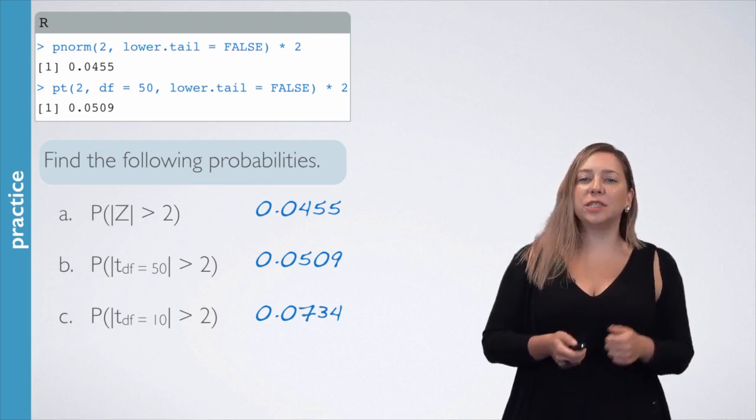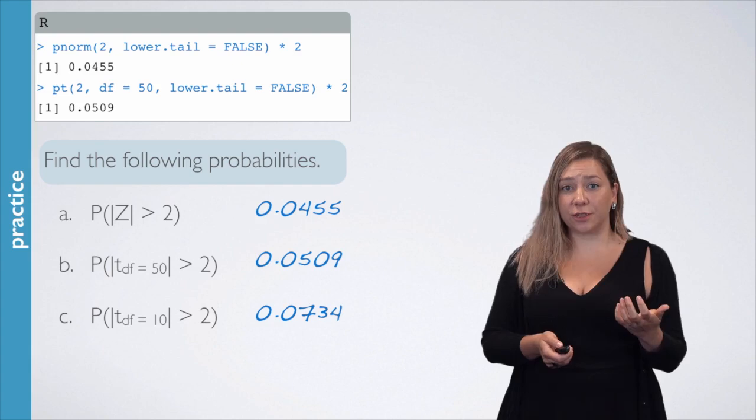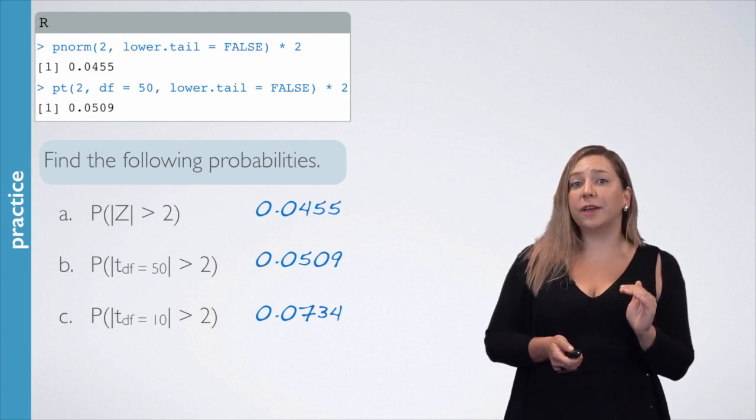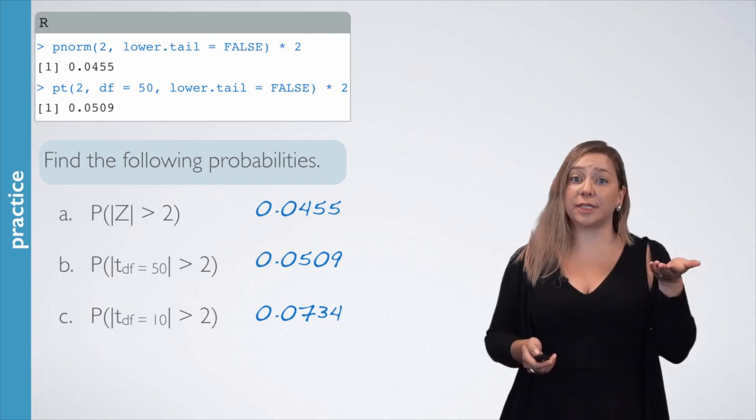In summary, as we go from the normal to a t-distribution with a somewhat high degrees of freedom to a t-distribution with low degrees of freedom, the probability of the test statistic being more than 2 standard deviations away from the mean increases.